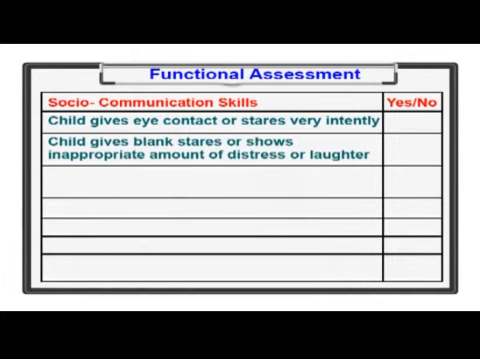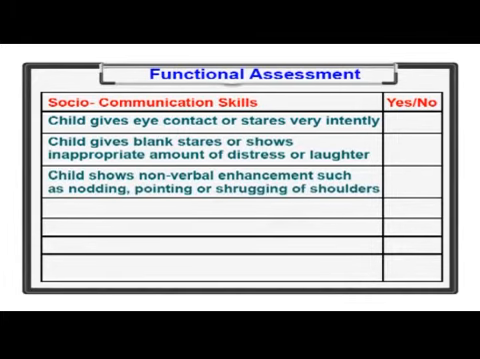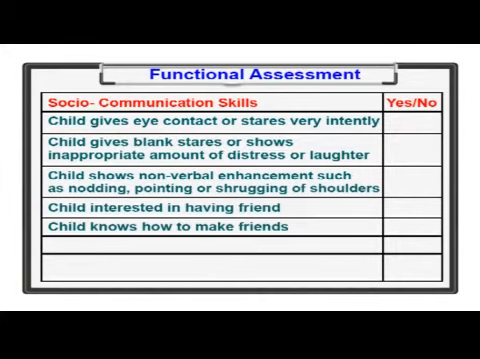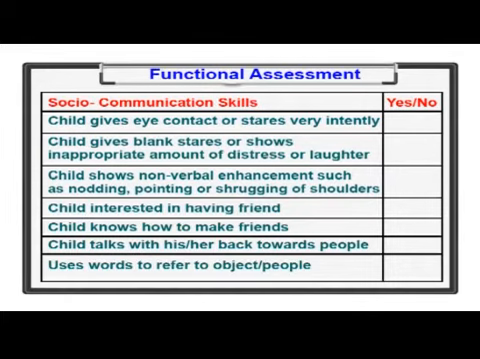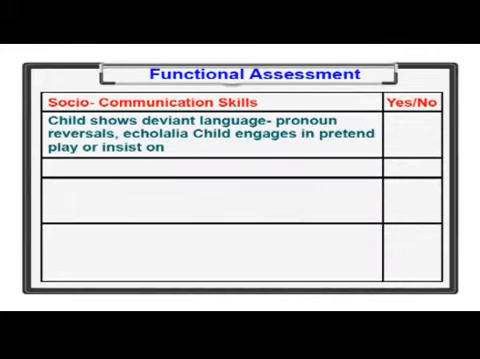amount of distress or laughter, shows non-verbal enhancement such as nodding, pointing or shrugging shoulders, is interested in having friends, knows how to make friends, talks with his or her back towards people, uses words to refer to objects or people. See whether the child shows deviant language, pronoun reversals, echolalia, child engages in pretend play or insists on.